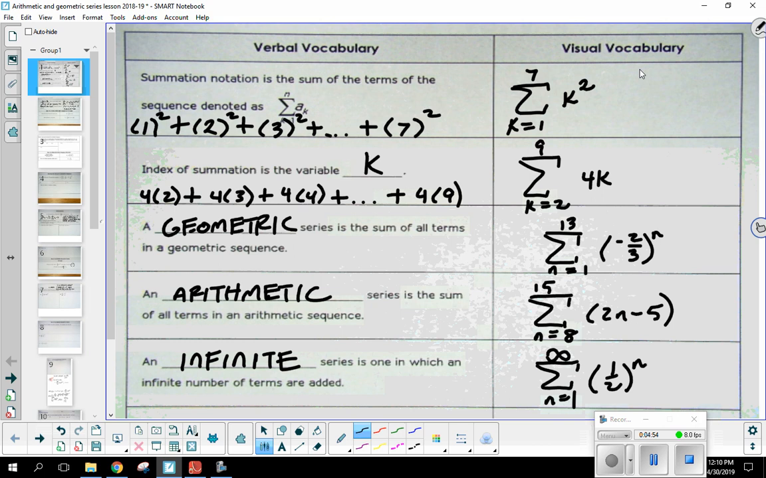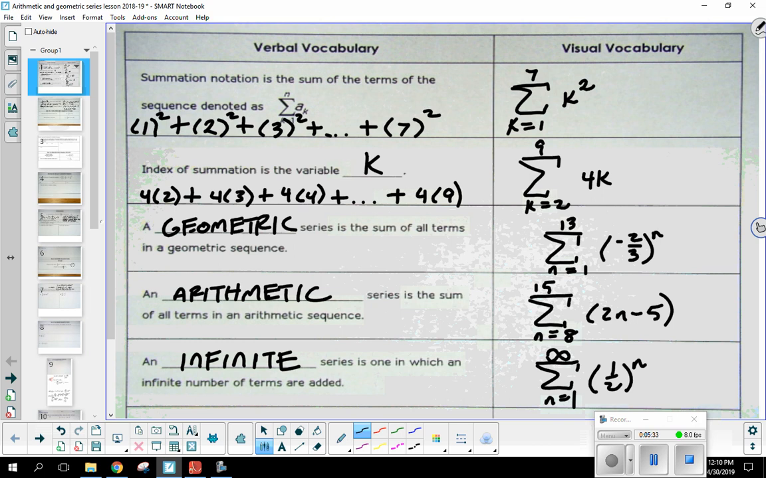Okay. So a geometric series is the sum of all terms in a geometric sequence. An arithmetic series is the sum of all terms in an arithmetic sequence. And then, of course, an infinite series is one in which an infinite number of terms are added. So there your upper boundary will be the infinity symbol, the sideways 8. But again, there's a special condition that has to exist if you can do that. You can only do it for geometric. You can't add an arithmetic infinite series. Is everybody done with this first slide?